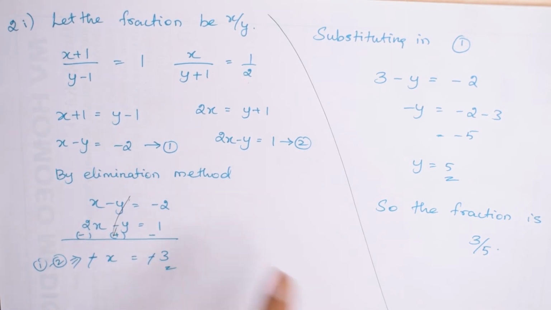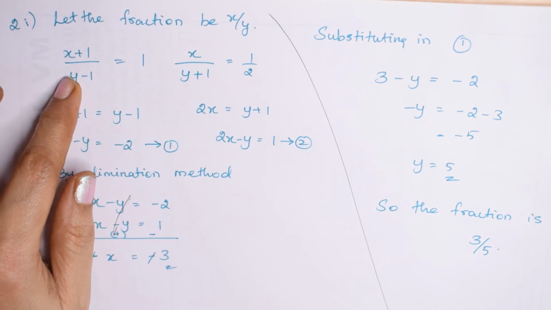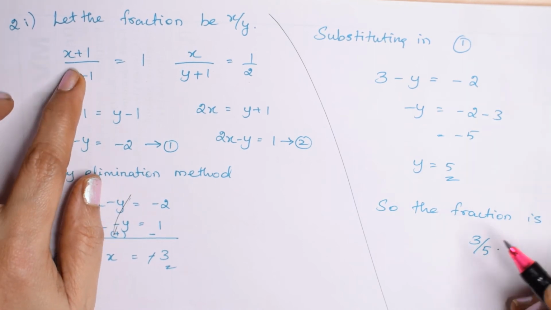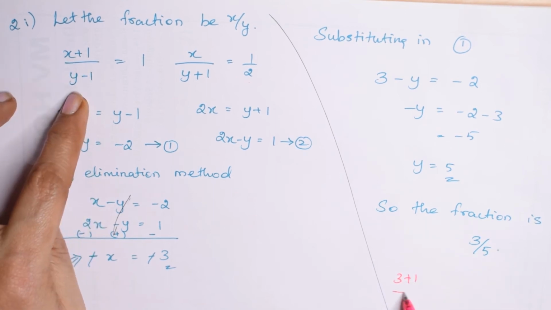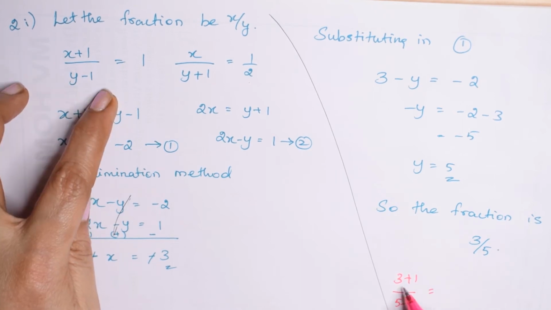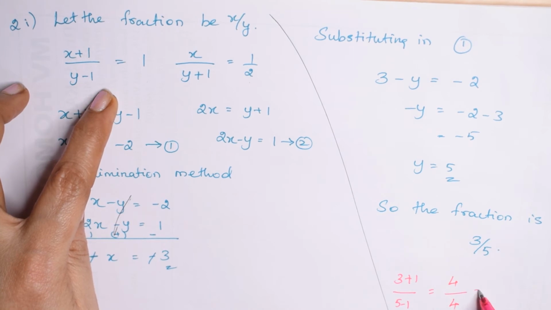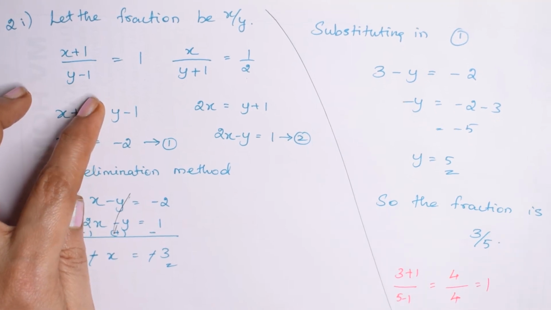You can use it in the fraction, the question given. Here they have said if I am adding 1 to the numerator, so 3 plus 1, and subtract 1 from the denominator, 5 minus 1, the fraction becomes 1. 3 plus 1 is 4, 5 minus 1 is 4. Yeah, 4 by 4 is equal to 1. So your answer is correct.